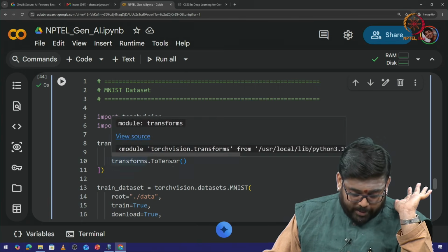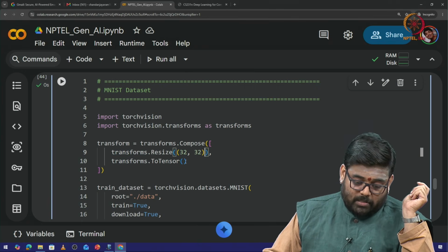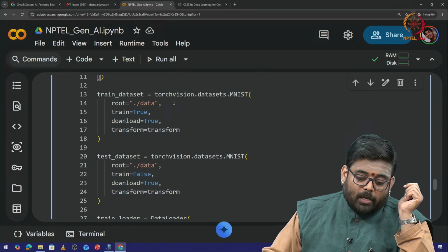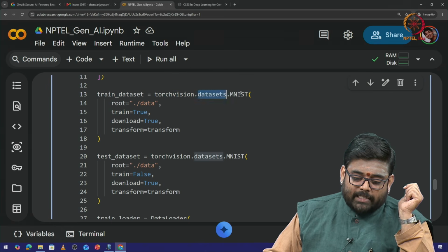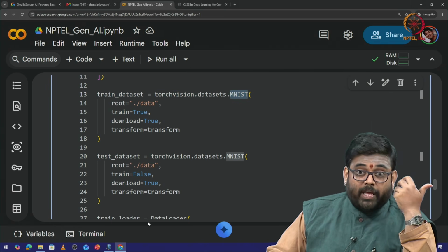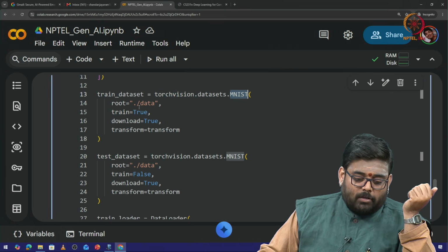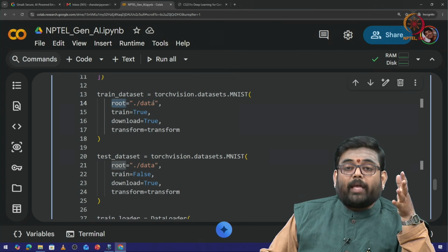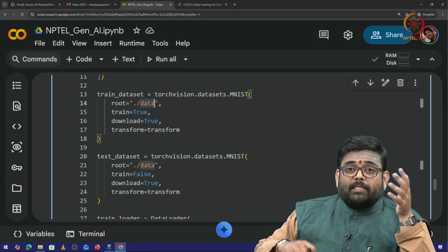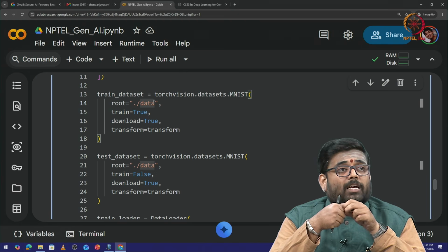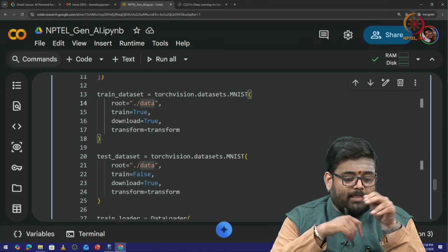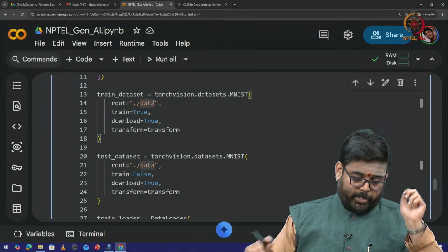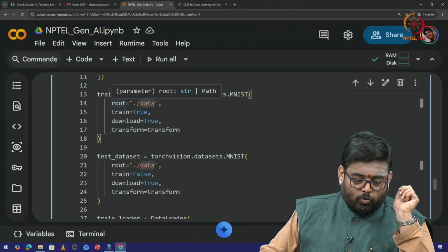Perfectly fine. So once you have resized it and converted it to a tensor, that is what line number 10 is doing. Now how do you get the dataset? From torchvision datasets, you are getting the MNIST. Now where is this data? You are storing this data from the current working directory in the data folder. Sometimes you might have the data already with you, in which case you do not need to download it. Else you might need to download it. So now you have this root in this place.